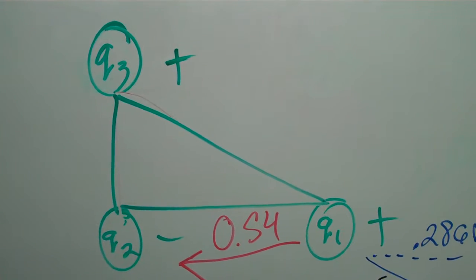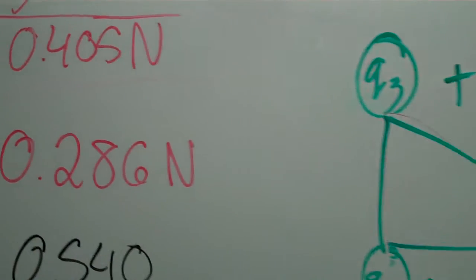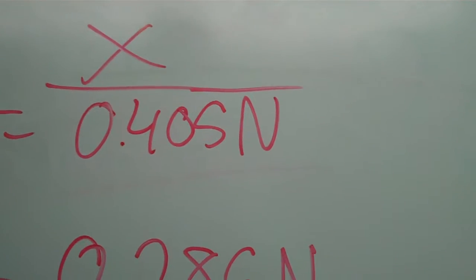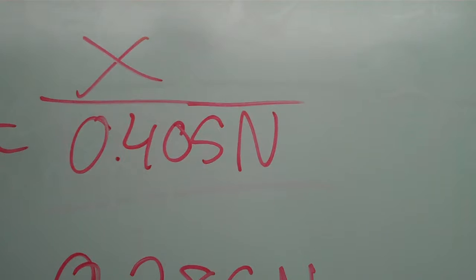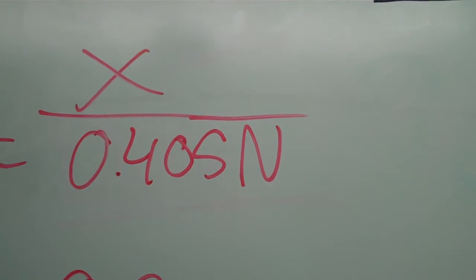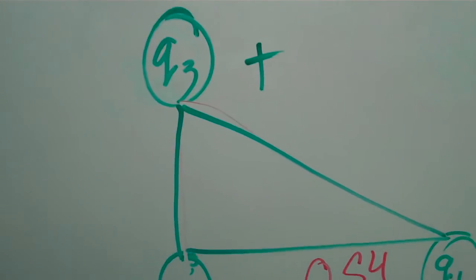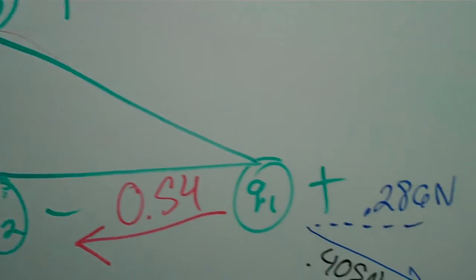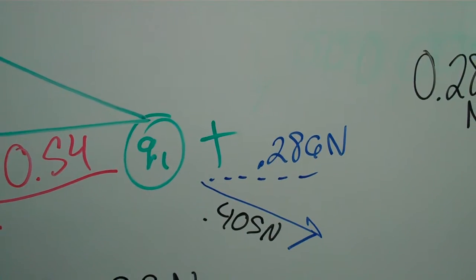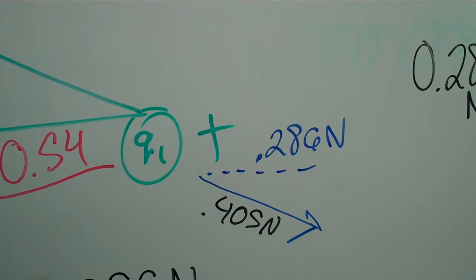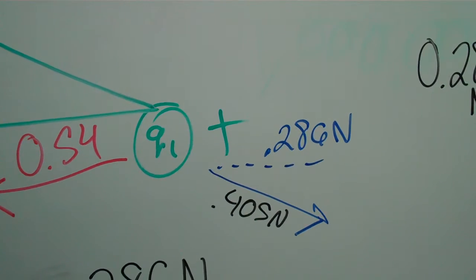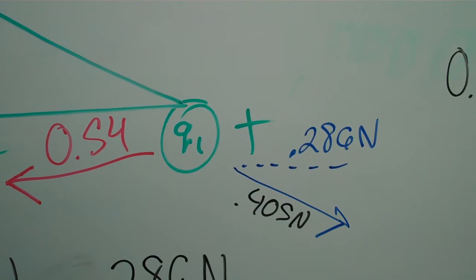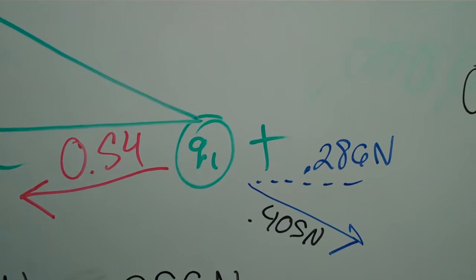Now, for Q3 on Q1, Q3 is pushing away Q1 with an amount of 0.405 newtons. That's the amount of force it's pulling there. But here's the thing. Q3 and Q1 are like charges, so Q3 is pushing Q1 down and to the right with a force of 0.405 newtons. So what we need to do is figure out what is the net force of Q1.